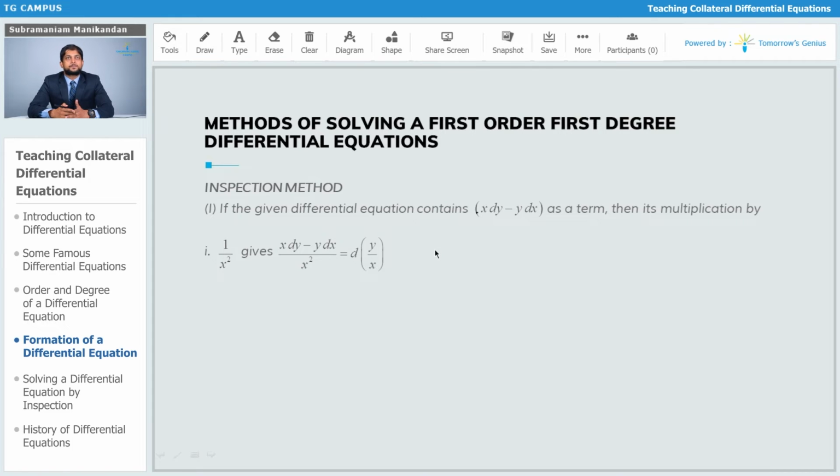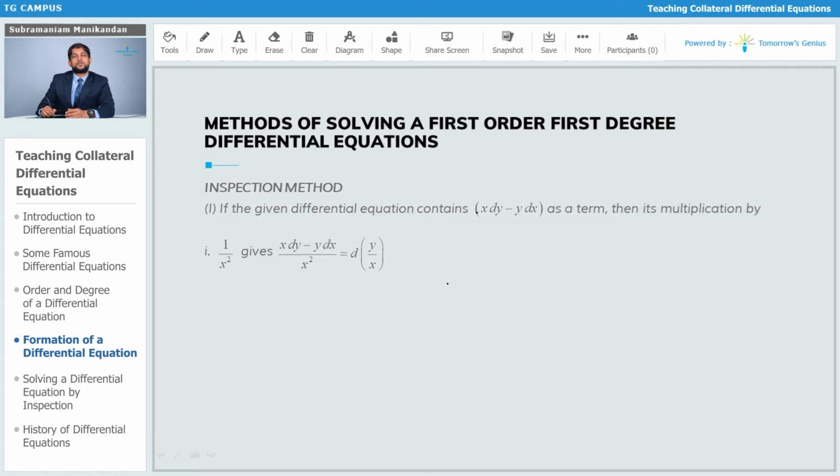For example, if the given differential equation contains the term x dy minus y dx as a term, then its multiplication by 1 upon x square gives us x dy minus y dx upon x square, which can be simply written as the differential coefficient of y by x. How do we know this?